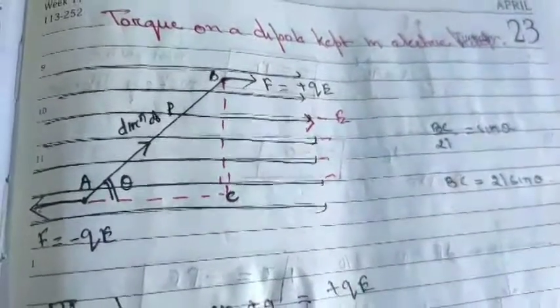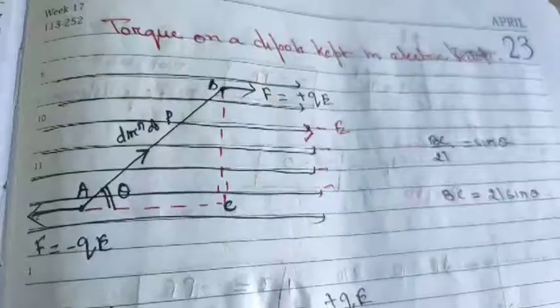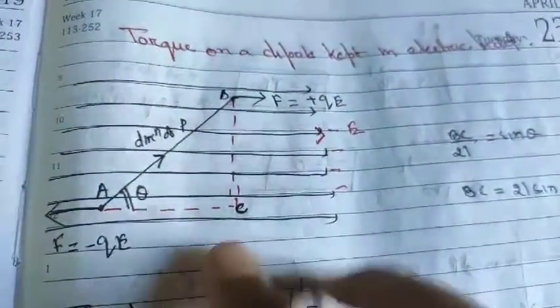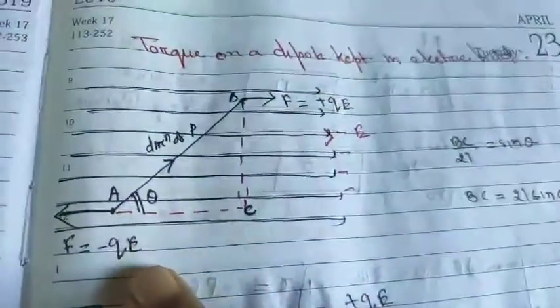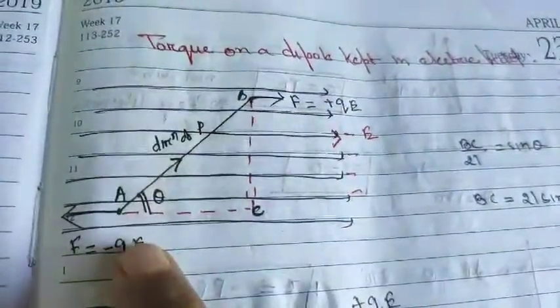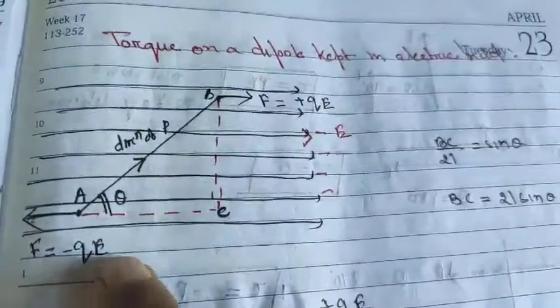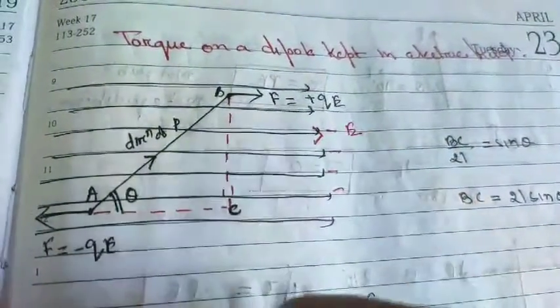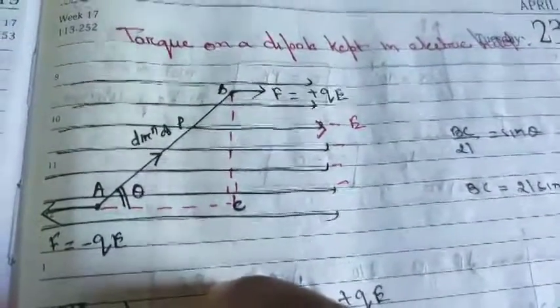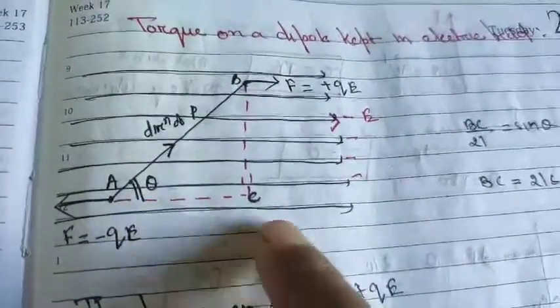Today we will finish off the last topic of this chapter of electrostatics, that is torque on a dipole kept in an electric field. Already, students, I have told you the concept of dipole: the pair of two charges, one positive and another negative. When these two charges experience a force, there is a creation of movement, and that is what we call torque, a turning effect. So let us begin with the concept.